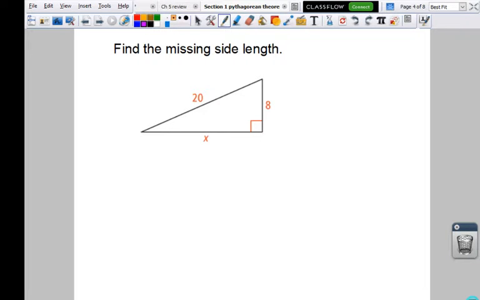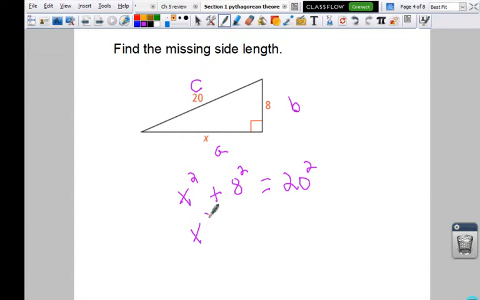So let's look on this one. Which one is going to be C? 20 is going to be C, right? That's my longest side. A and B, it doesn't really matter. Joseph, which one do you want to be A? X. That's fine. I got A and B. So I'm going to fill in my A squared plus B squared equals C squared. But instead of A, I'm going to go X squared, and then plus 8 squared, and it's going to equal 20 squared. So we're going to go through and solve.